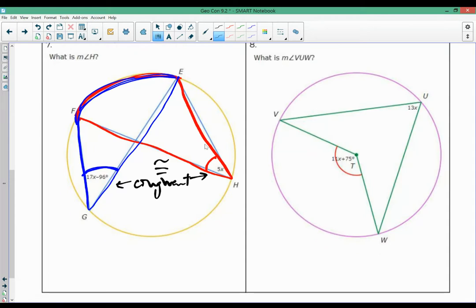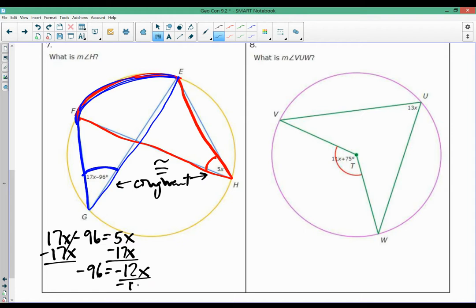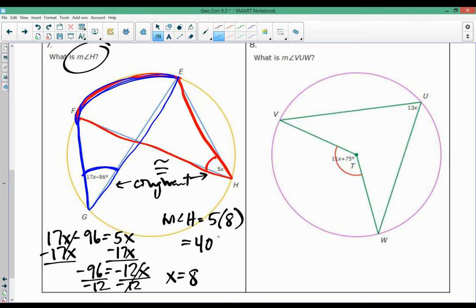So it means I can set them equal to each other and solve the equation. So 17x minus 96 equals 5x. I can subtract 17x from both sides. Negative 96 equals negative 12x. Divide by negative 12. You get 8, just as I suspected. But that's not your answer because we want to find the measure of angle H. So the measure of angle H is going to be 5 times 8, which is 40 degrees.